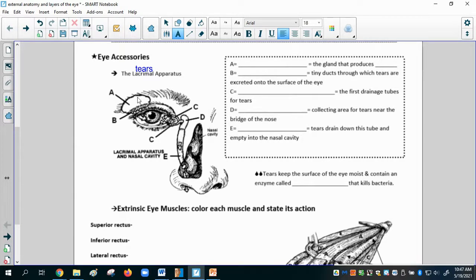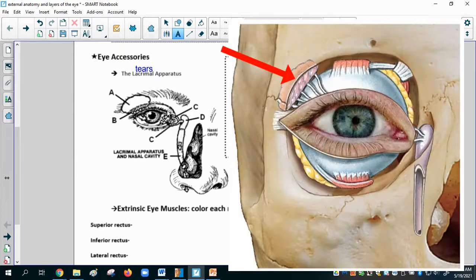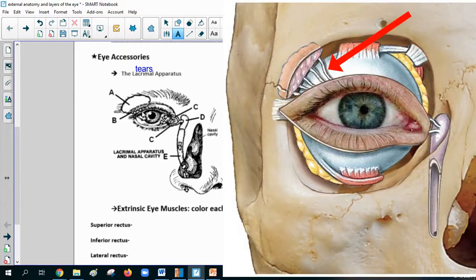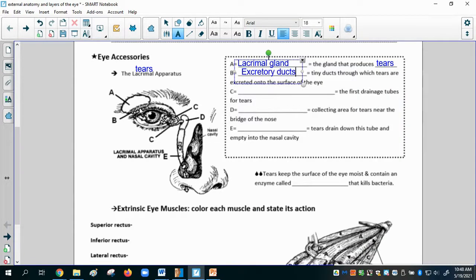Let's start with tear production, which is happening in this gland that is underneath the lateral portion of your upper eyelid. So it's not right here on the surface, obviously, it's in this position, and that is called the lacrimal gland, and that is the gland that produces tears. So the tears are produced in the gland, and then they will exit the gland and be able to wash over the surface of the eye through these tiny little tubes called excretory ducts. Letter B are representing the excretory ducts, and that's how the tears get out of the gland and onto the surface of the eye. Notice the tears will flow from the lateral corner, lateral canthus, towards the medial canthus where they will drain.